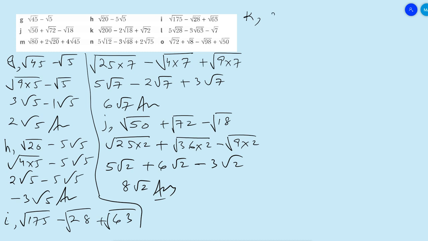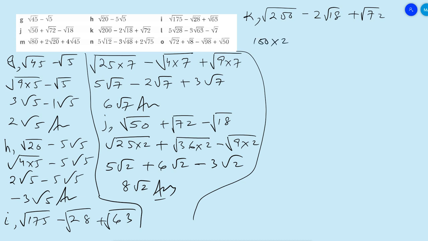Part K is root 200 minus 2 into root 18 plus root 72. 200 can be written as 100 into 2 minus 2, 18 can be written as 9 into 2, and 72 can be written as 36 into 2.